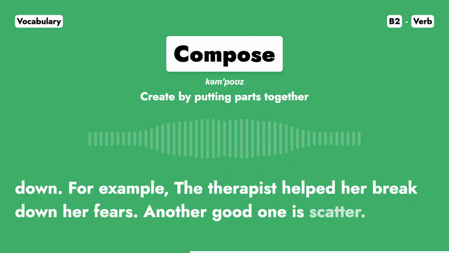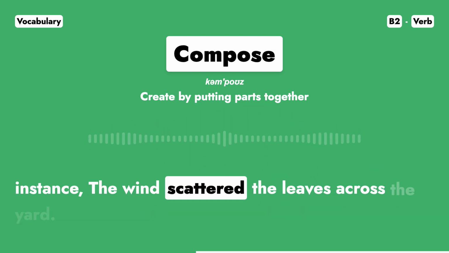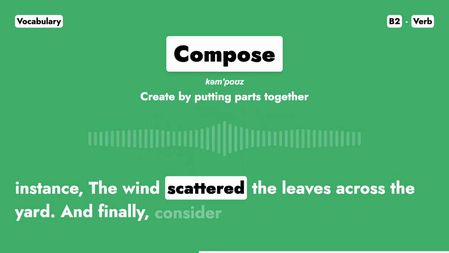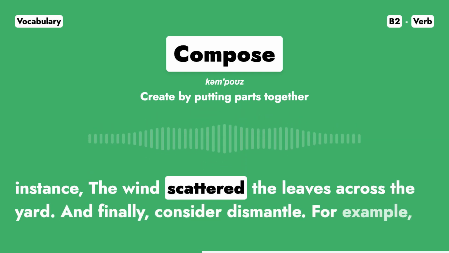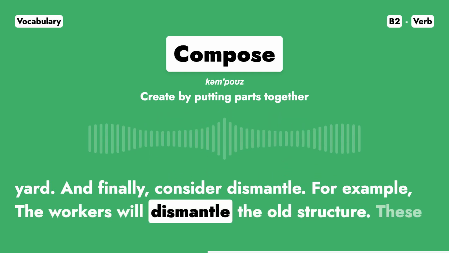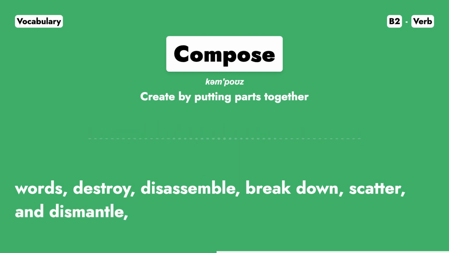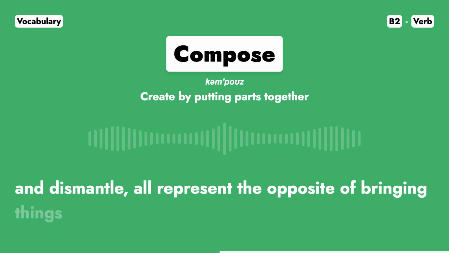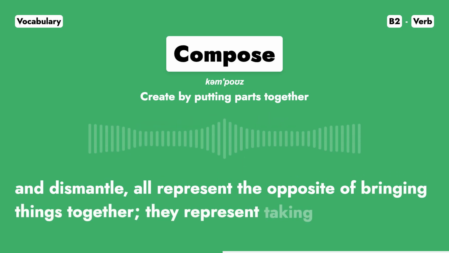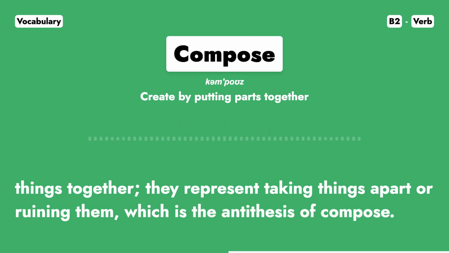Another good one is scatter. For instance, the wind scattered the leaves across the yard. And finally, consider dismantle. For example, the workers will dismantle the old structure. These words, destroy, disassemble, break down, scatter, and dismantle, all represent the opposite of bringing things together. They represent taking things apart or ruining them, which is the antithesis of compose.